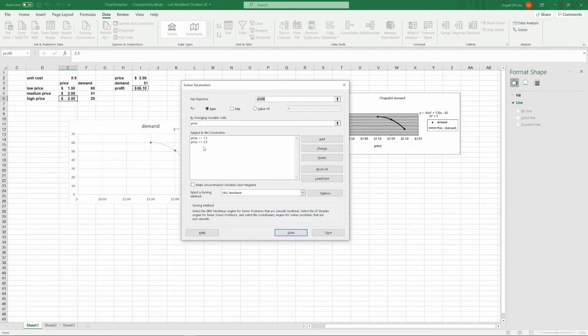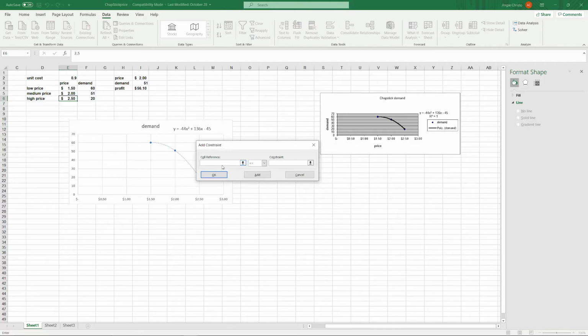You need to try different prices between those 2 points. I don't want you to try to see what happens if price is $1 or if price is $2. Sorry, $3, right? It has to be anywhere from 1.5 to $2.5. So this is what we have typed here. So how do we do that? Basically, we say add. Okay, so you add a constraint.